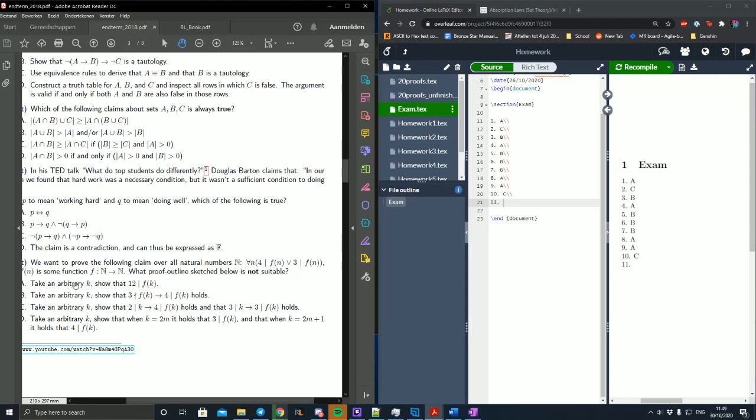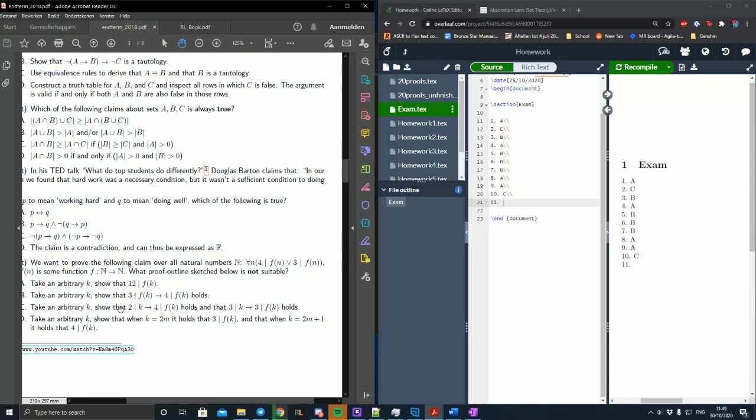Okay, so this one would prove that 4 divides f of n and 3 divides f of n, because in that case 12 would divide f of n. This here only says that if f of k does not divide 3, then it divides 4. But then it could also just be the case that... Actually, this might be true. I'll look back at it later.